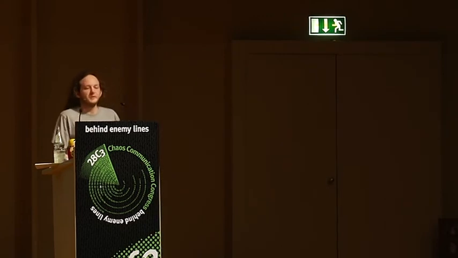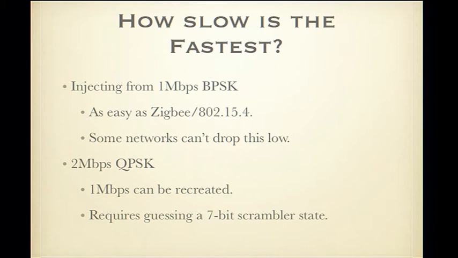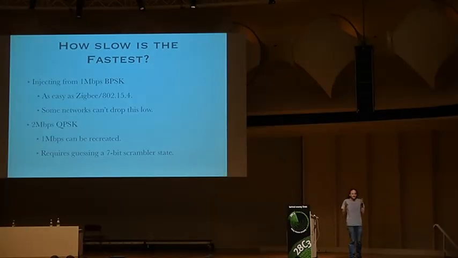So how slow is the fastest? At 1 megabit per second, everything becomes as easy as Zigbee. If you put the bytes in the air in the right order, everything works out. But many networks can't or won't drop that low. At 2 megabits, you can recreate 1 megabit symbols in the same way that on the Nordic radio, you could just double every bit to go from 2 megabits to 1. That almost works here, although for a different reason.